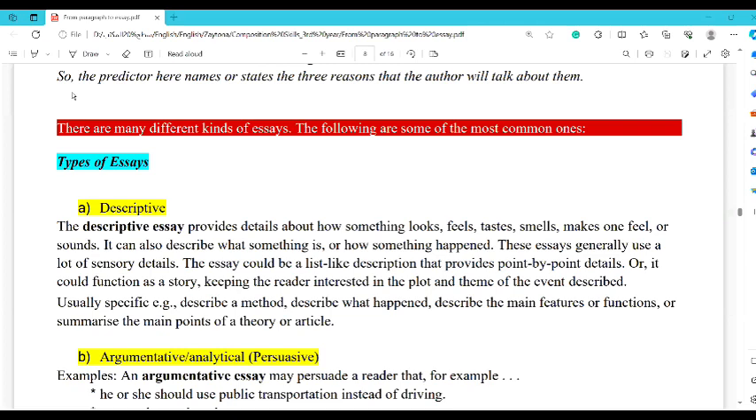So to talk about outside qualities, you will ask yourself this question: what does he or she look like? This question is to talk about appearance. To talk about appearance, okay? What does he look like?